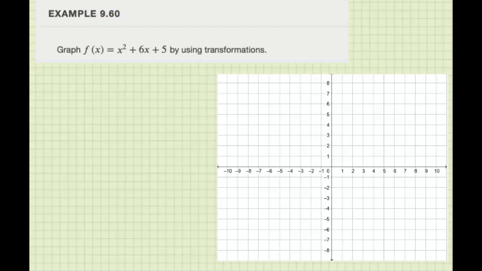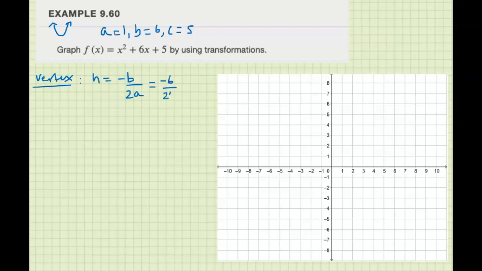So we're going to find the vertex first. I know h is given by negative b over 2a. This is what we learned in the last section. So we have a is 1, b is 6, c is 5. We know this is turning up because a is positive. So we're going to plug in negative 6 over 2 times 1. This gives me negative 3.